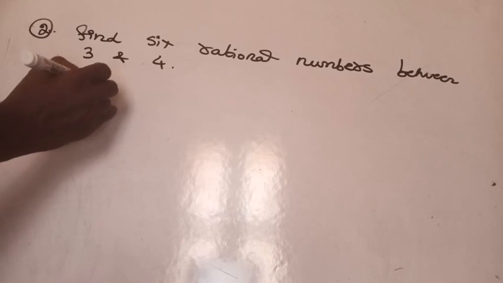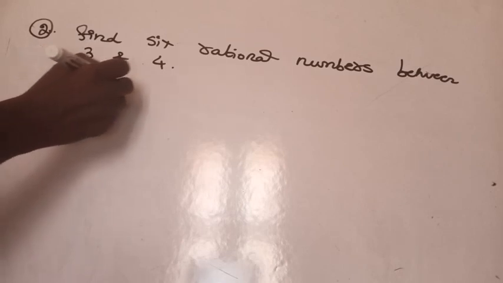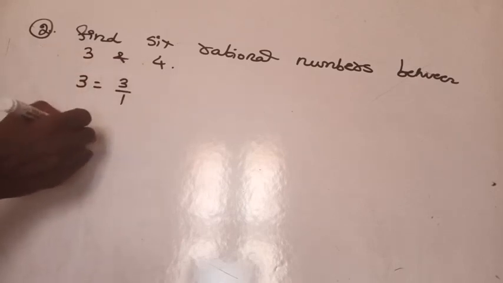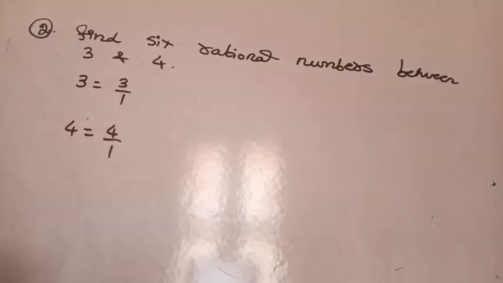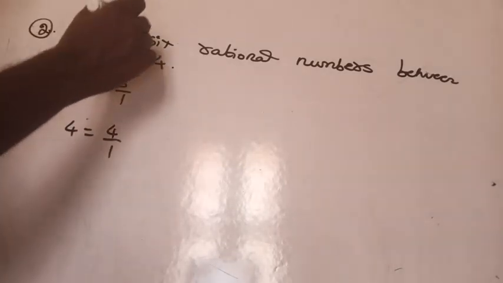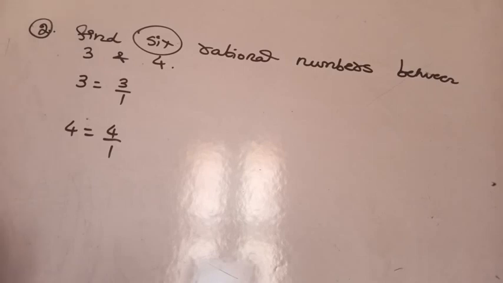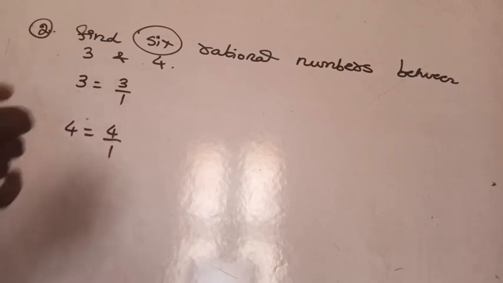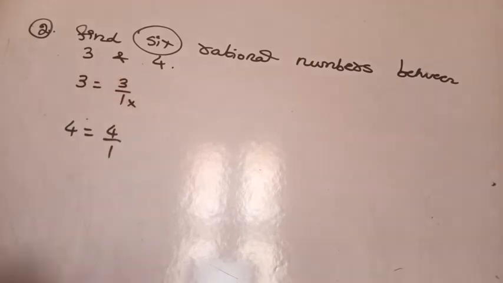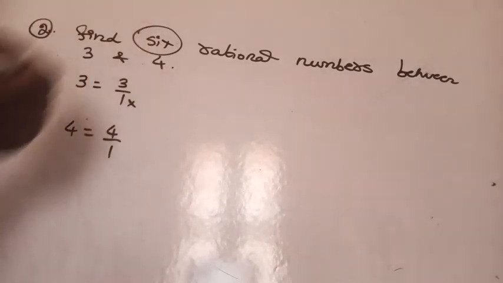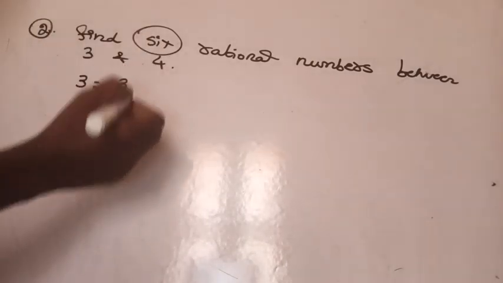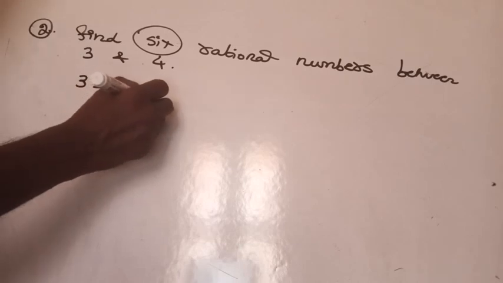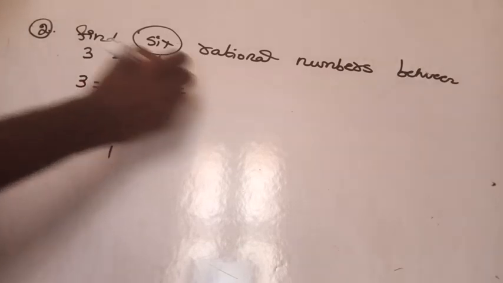So 3 can be written as 3 by 1, and 4 can be written as 4 by 1. Now, how many rational numbers are we going to find? We are going to insert 6 rational numbers between 3 and 4. If you want to insert n rational numbers between two rational numbers, you have to multiply by n plus 1. That is the procedure. Here we are finding 6, so 6 plus 1 is 7. So you have to multiply by 7.